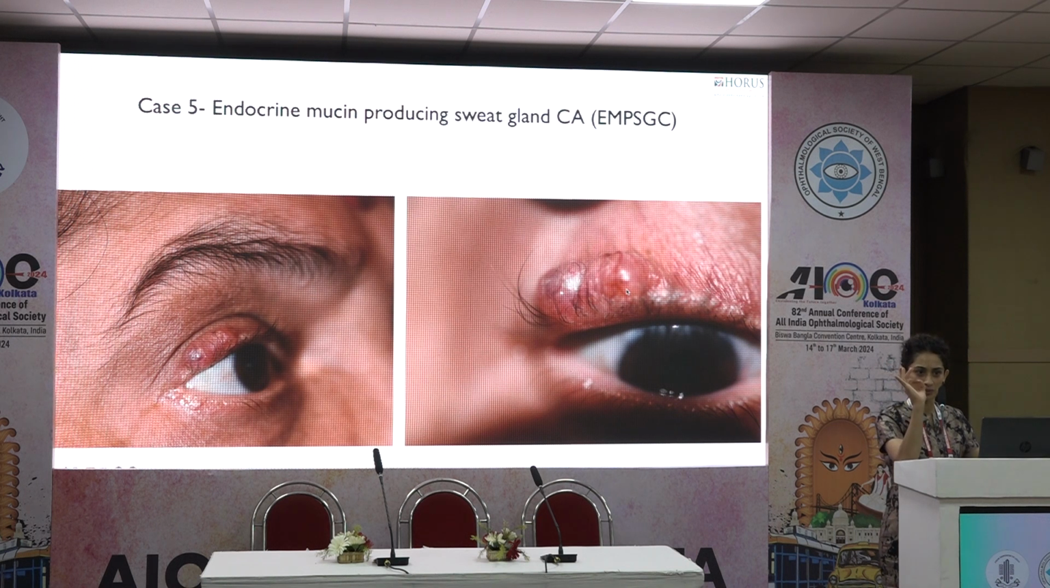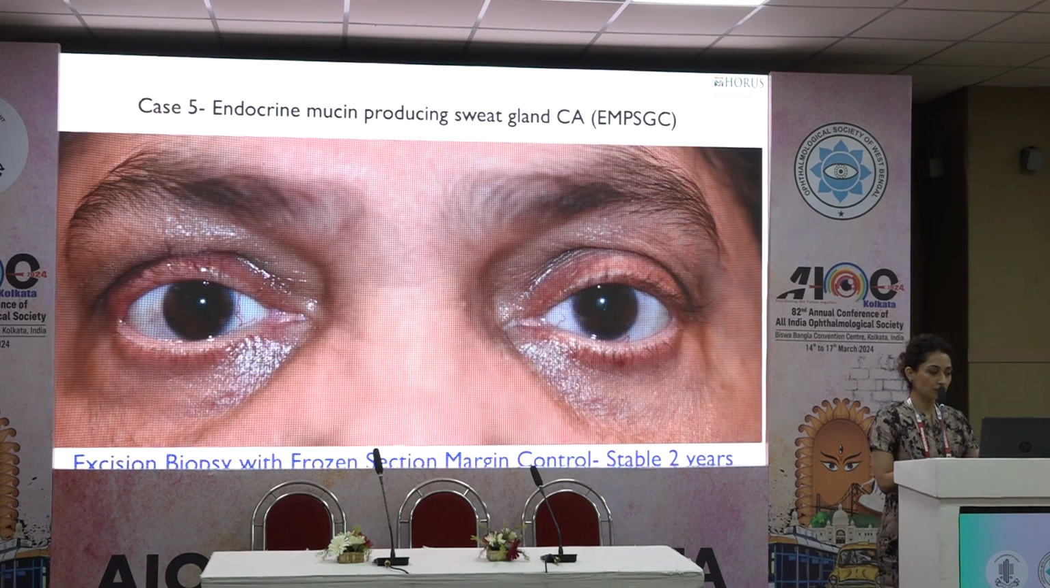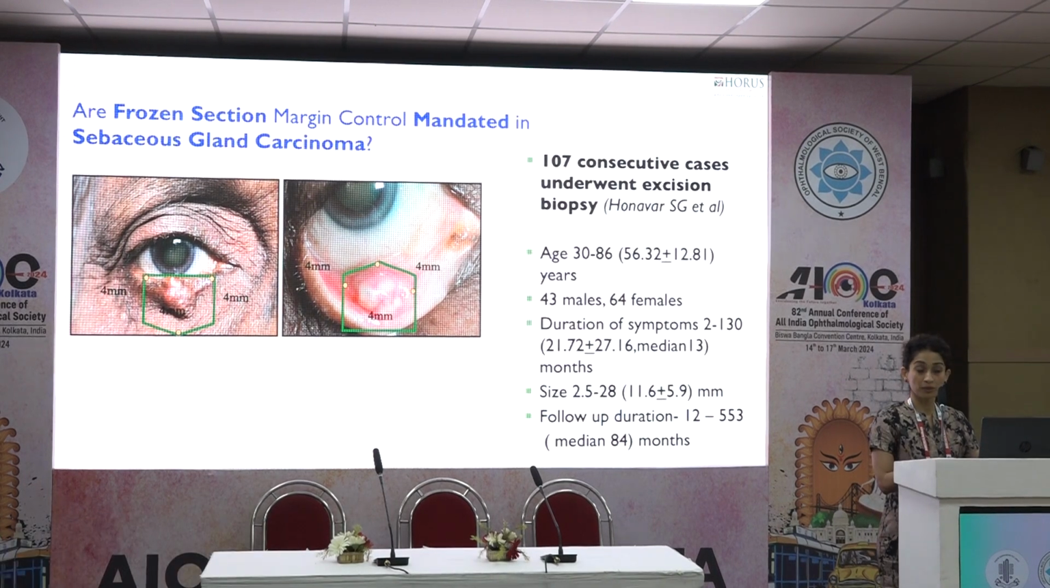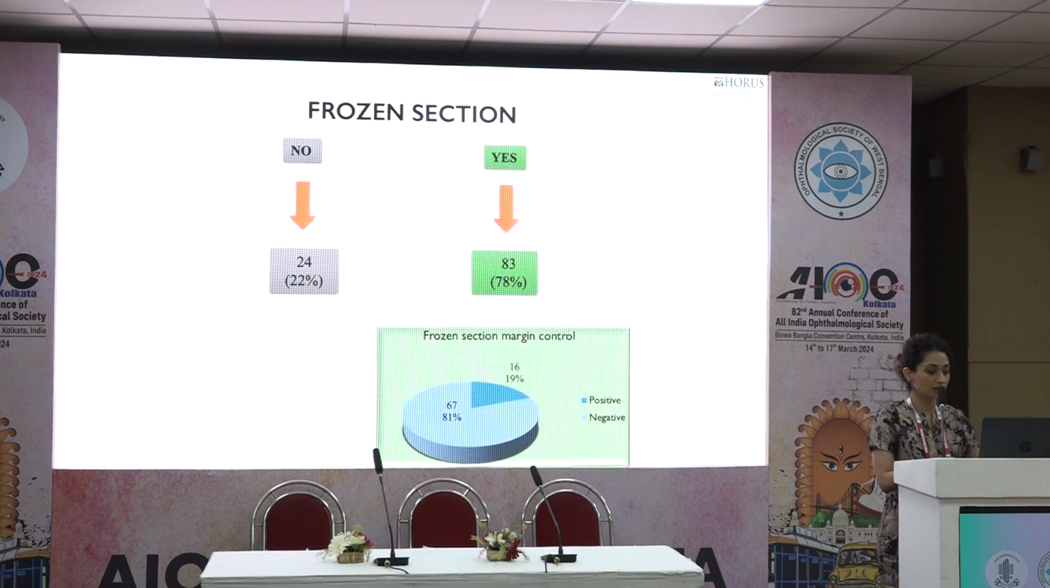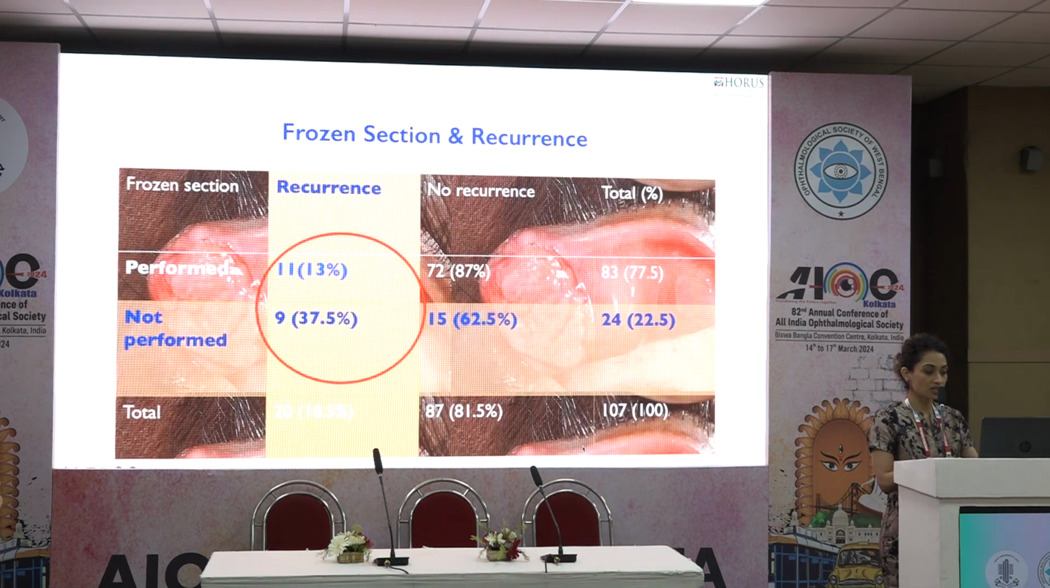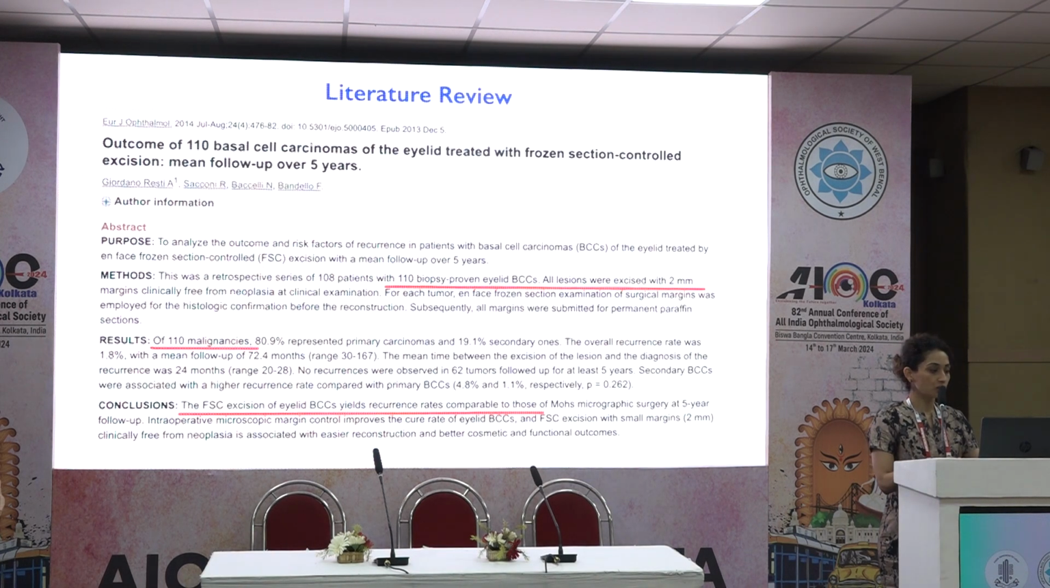If there is a minimum suspicion of malignancy, make sure that tissue is not an issue for you. You have to take the tissue from there and make sure that you diagnose it. Okay, so again I went for 4 millimeters excision, and this is how she is. So our frozen section control, mandated, yes, we did a study, and that is how we always fear recurrence. What we found was that margin involvement had a larger rate of recurrence. So this is where it was performed and not performed, 37%. Literature review also says the same.